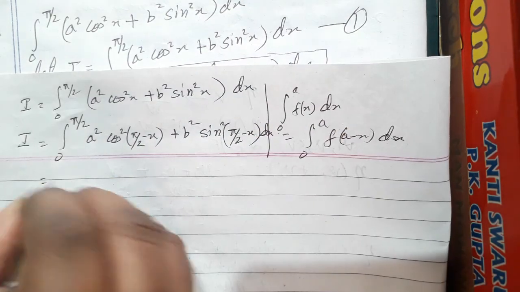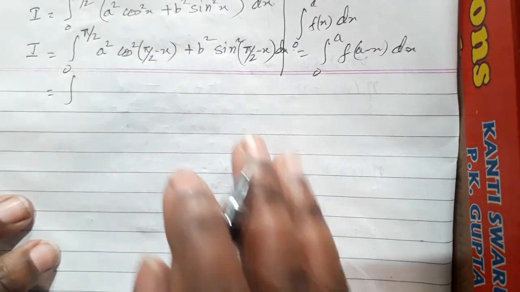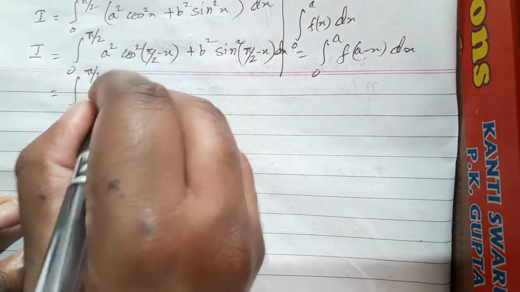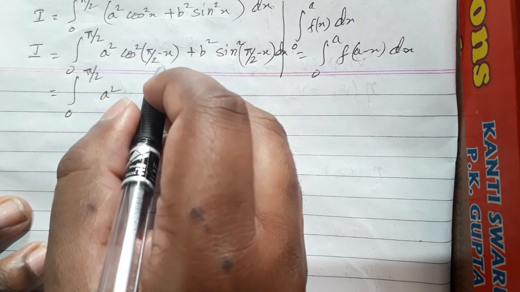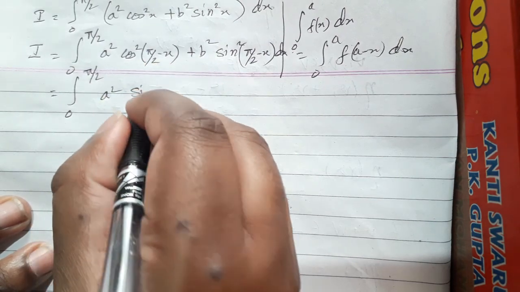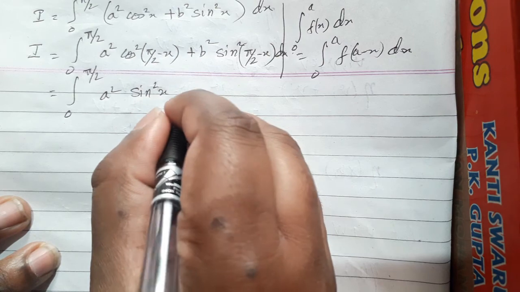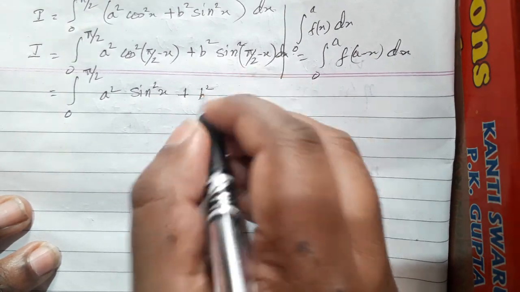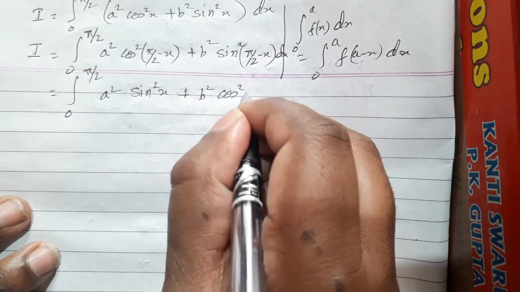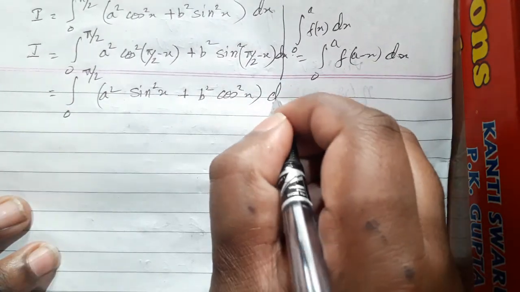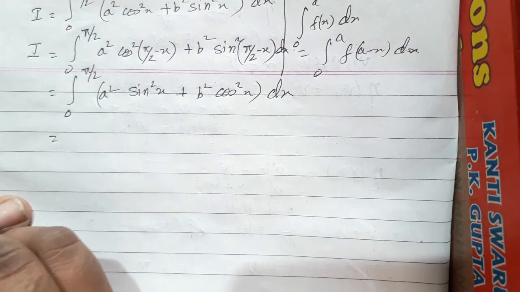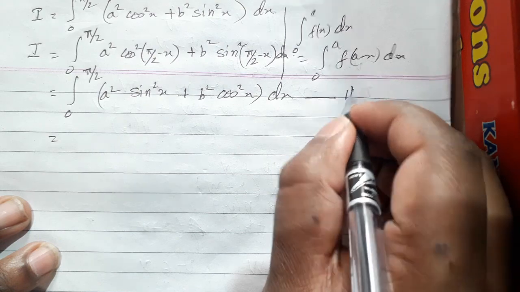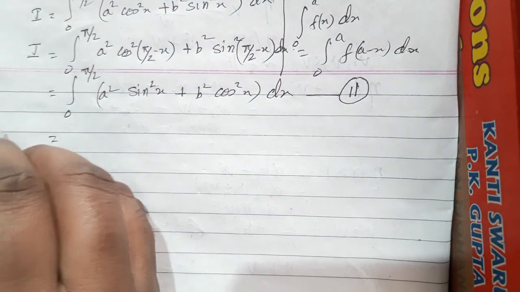So this is equal to the integral from 0 to pi by 2 of a square, and cos of (pi by 2 minus x) is sine x, so we get sine square x, plus b square, and sine of (pi by 2 minus x) is nothing but cos, so we get cos square x dx. We call this equation 2.